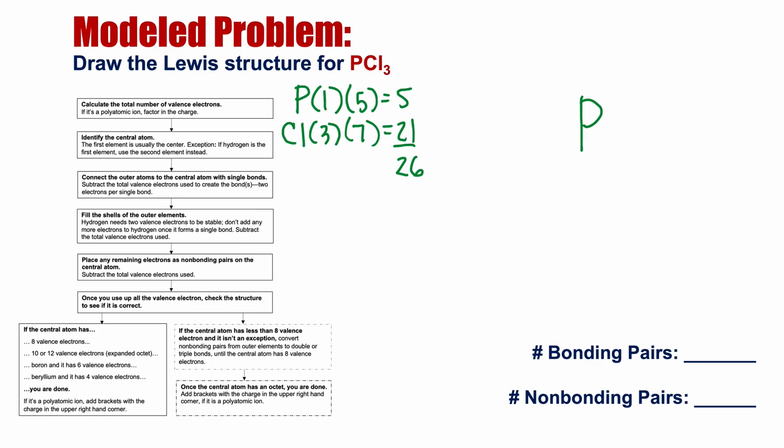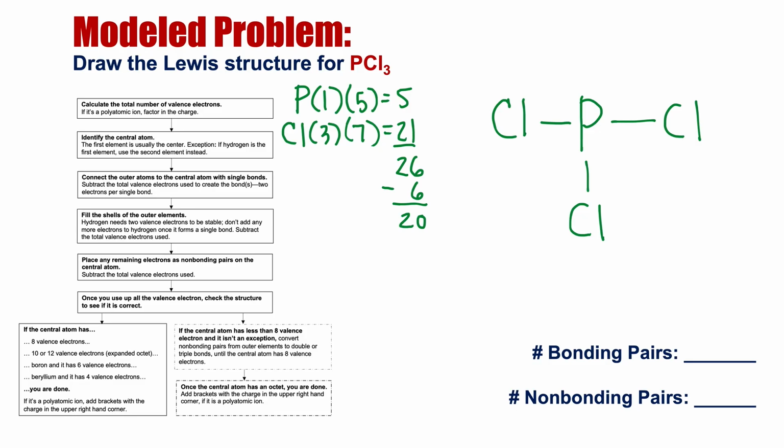Now I need to connect the outer elements to the central one. There's 3 chlorines, so 1, 2, 3, and I'm going to connect each outer element to the central one using a single covalent bond that uses up 2 electrons. So 1, 2, 3, I used up 6 of my electrons, so I'm going to subtract from my inventory. It's really important to keep track when you're adding electrons into your Lewis structure that you're subtracting from your inventory, because you need to know when you reach 0.